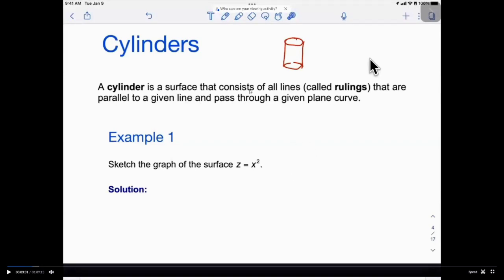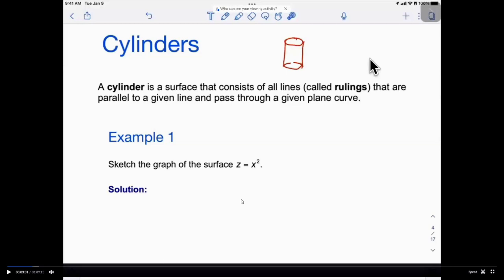So this is a cylinder, but others will also be called cylinders. For example, I can also have something like this as a cylinder. I can also have something irregular. It doesn't have to be a circle. Those are called cylinders.